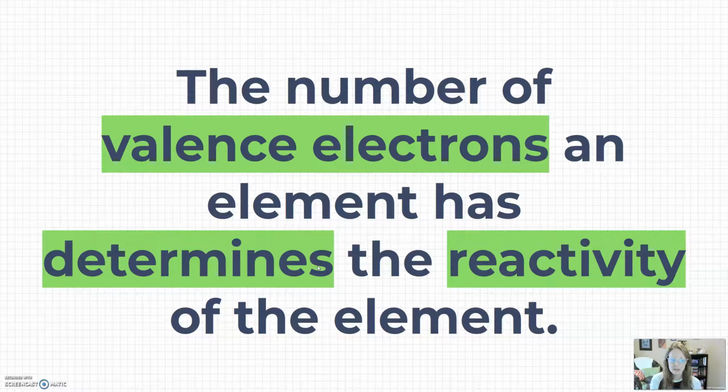The number of valence electrons an element has determines the reactivity of the element. Depending on the number determines how reactive it's going to be, essentially.